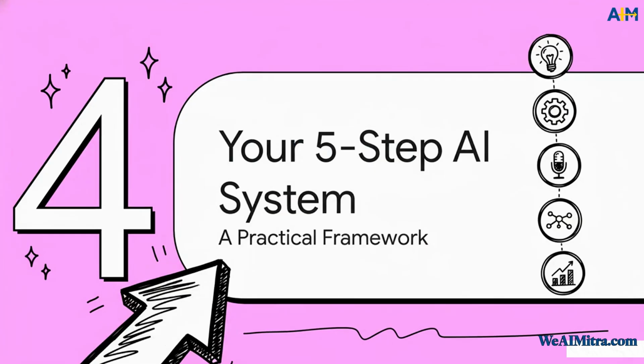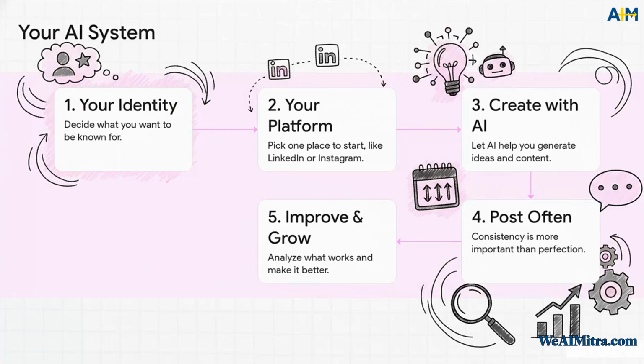Okay, let's get to the how. This right here is your 5-step AI system. This is the practical, step-by-step framework you can use to start building your personal brand immediately. This system is actually a pretty simple loop. It all starts with identity. What do you want to be known for? Then comes platform. Where are you going to share your voice?